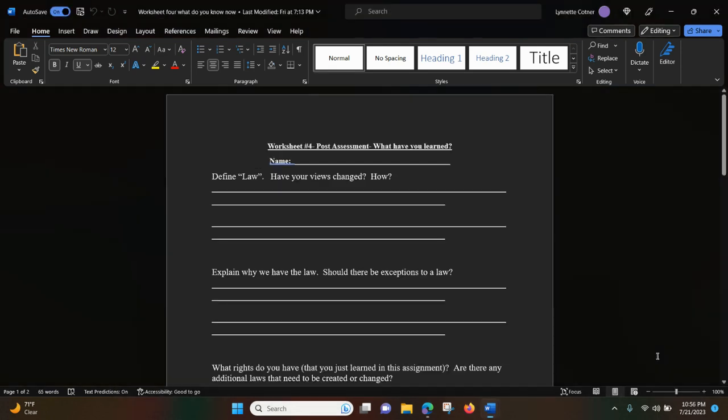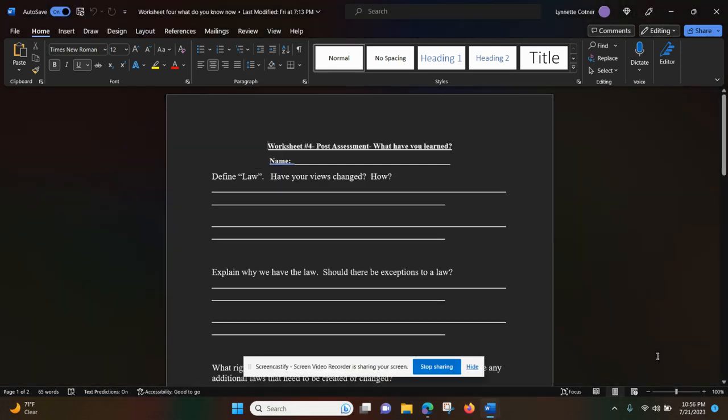And then, after you've done all your learning, what's law to you now? How have your views changed? Explain why we have the law. Should there be exceptions to a law?